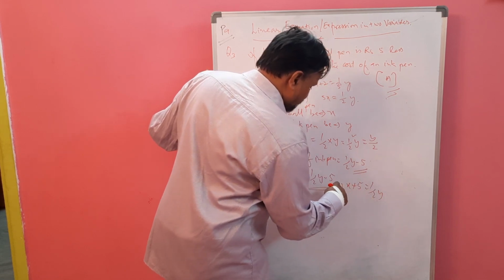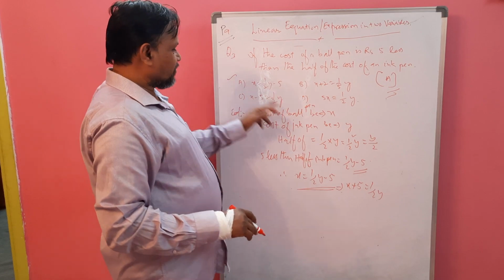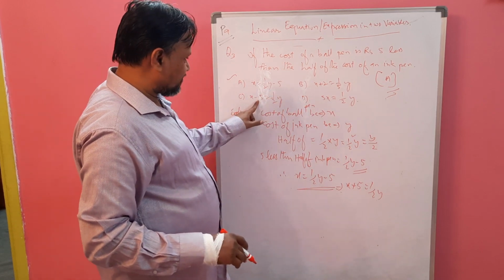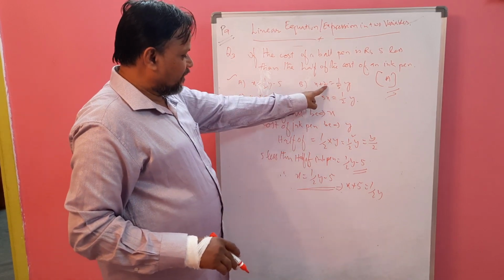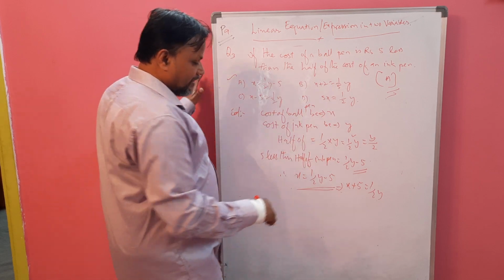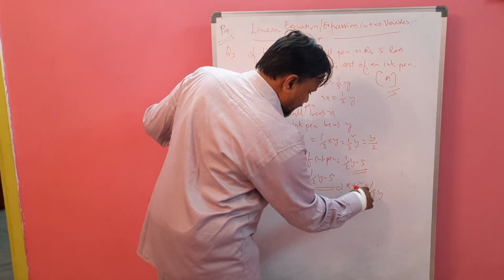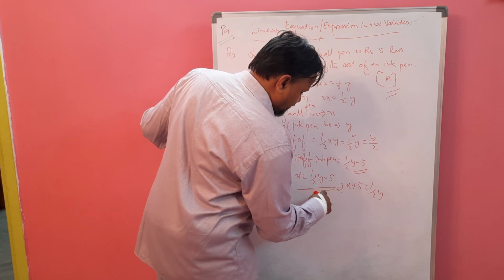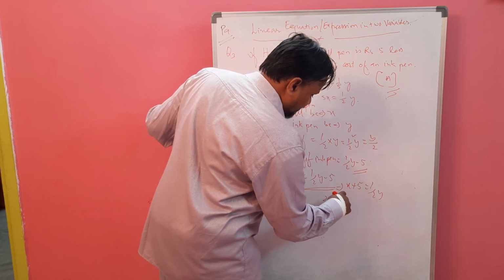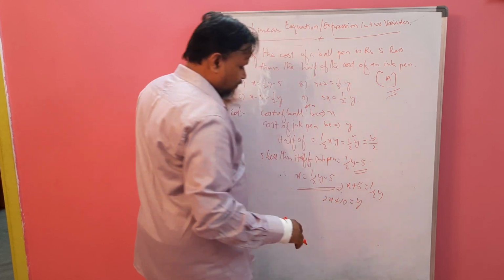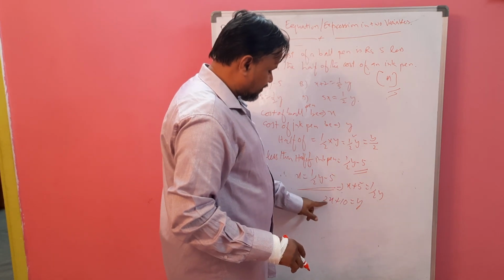This is another solution. Here a minus is there, that's why we are not taking it. Here 2 is there, we are not taking it. Another one we can make: move this 2 to this side, 2x plus 10 equal to y. If this and this are also not there, this is your solution.